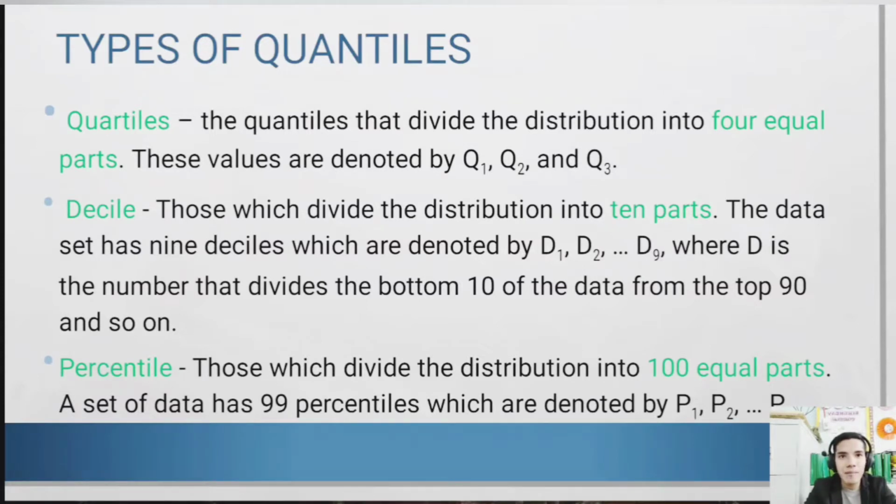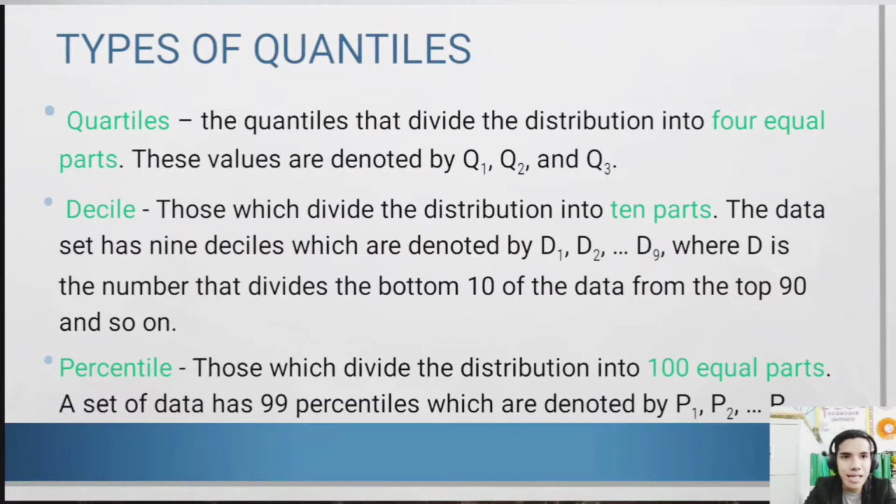And the last type of quantile is what we call percentile. This type of quantile divides the distribution into 100 equal parts, from the word percent, which means 100. So a set of data has 99 percentiles, which are denoted by P sub 1 as percentile 1, P sub 2 as percentile 2, and so on and so forth until percentile 99.